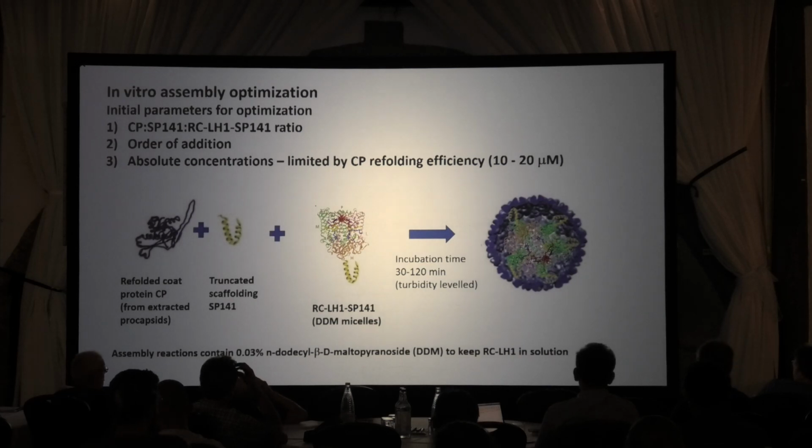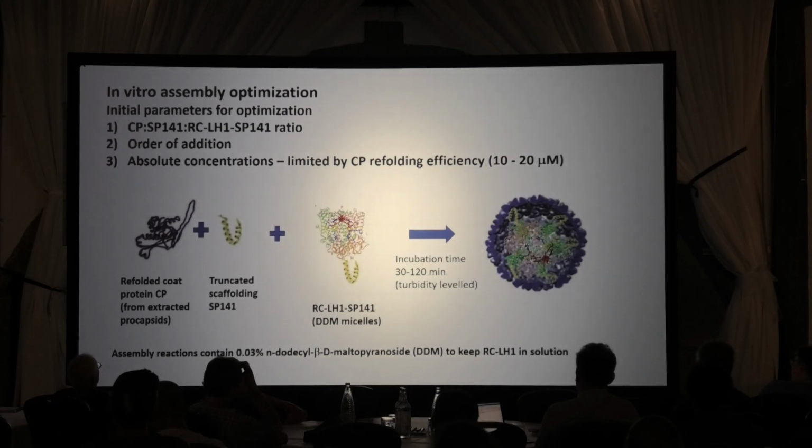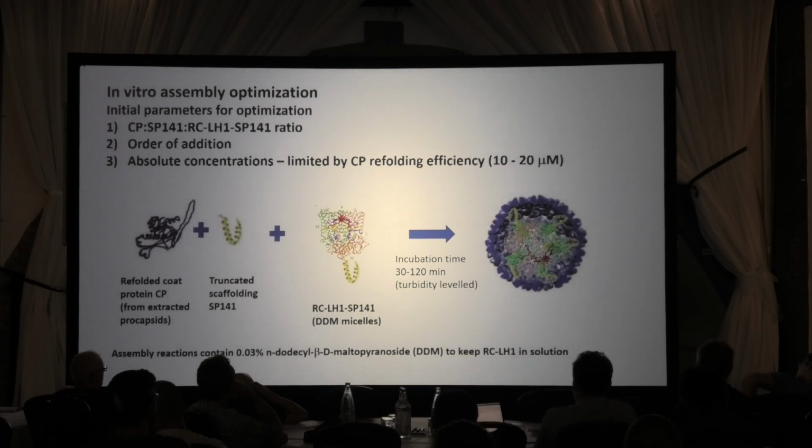And I knew that, for example, the portal can accelerate the nucleation of capsid assembly. So I thought maybe if we first mix coat protein with the reaction center and then add scaffold, maybe that's the way to go, to nucleate from there and get one diamond of capsid. So order of addition was one thing to consider, then the ratios.